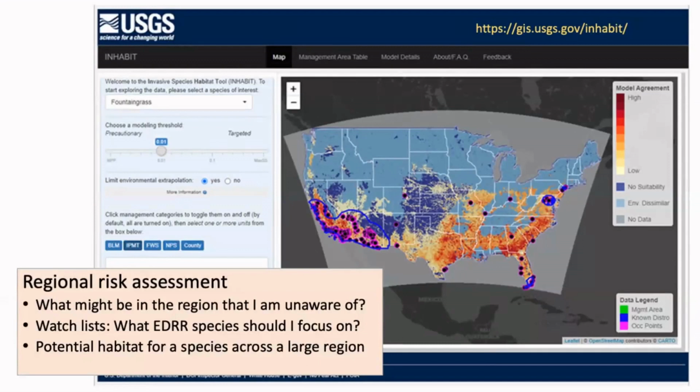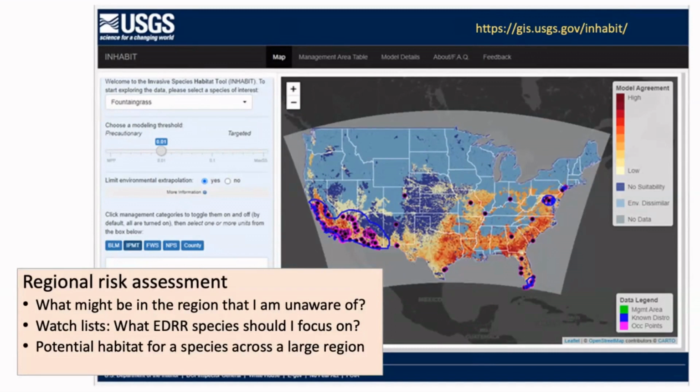For example, we've developed distribution models for over 140 priority invasive plant species in the U.S. in partnership with Department of Interior agencies. The National Park Service invasive plant management teams are now using these national extent models as part of their planning activities, and they highlight the tool for individual park managers planning prevention, early detection and rapid response, and control efforts.